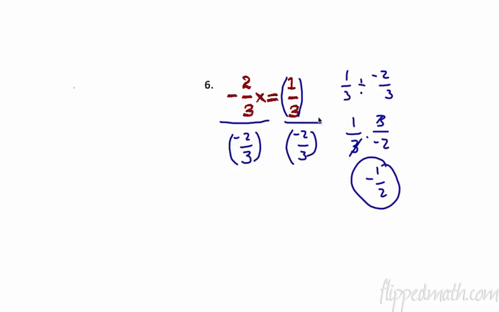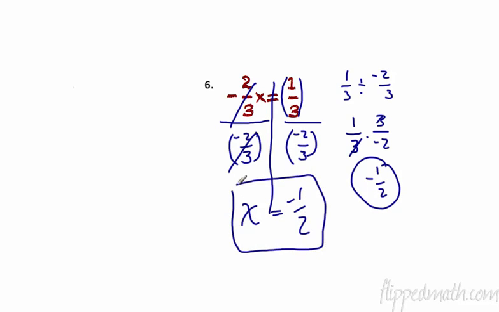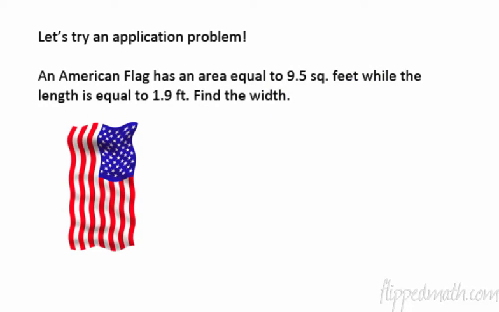Okay? So how are we going to show all this? Well, these cancel. We get x. Here's the line down the middle. And when we divide these out, we get negative 1/2, and we're all done with that. Hey, that's the first lesson. All right, application problem time. Let's do the application problem.